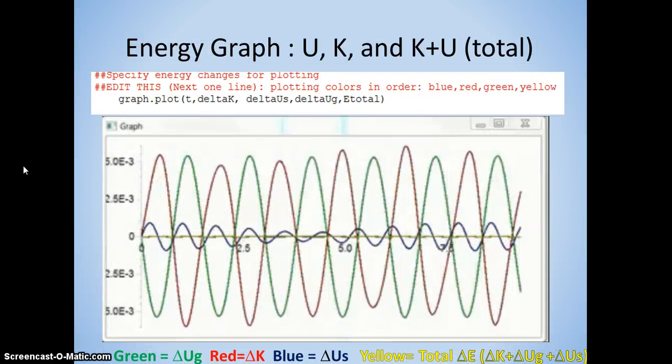Now, our energy graphs, where I have UG, which is green, I have delta K, which is red, and I have delta US, which is blue. I would want our yellow line to be 0, which is our total change in energy, delta K plus delta UG plus delta US. And this is in fact true for my computational model because I did get a yellow line at 0. You can barely see it, but it is 0 along here, and that's because our energy principle was preserved, since there was no transfer of energy into the system, which was true. And here's where I graphed it in Python.